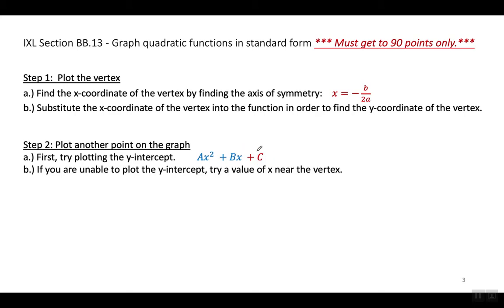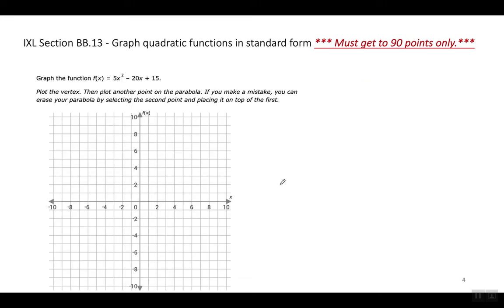So the first thing you should do is check, can I plot that? If you can do that, then that's it. You just do that. But if you can't do that, then you're going to have to try to substitute another value for x that's near the vertex. All right, so let me demonstrate what I mean by all this. Let's look at the first example.